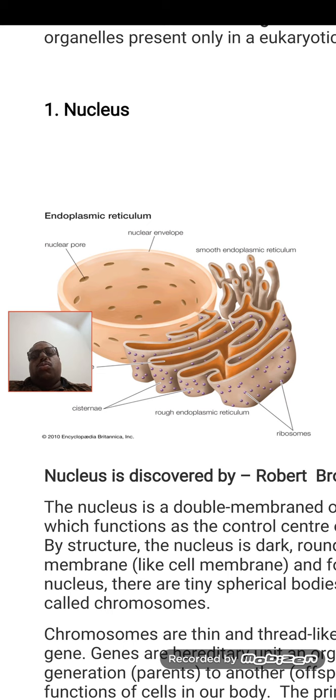The second is the smooth endoplasmic reticulum. Since there are no ribosomes present on it, it never takes part in the synthesis of proteins, but it takes part in the synthesis of lipids and fatty acids. So I hope you got this.